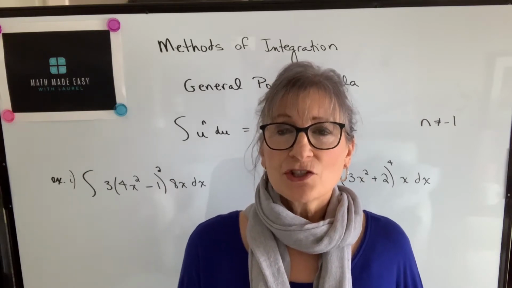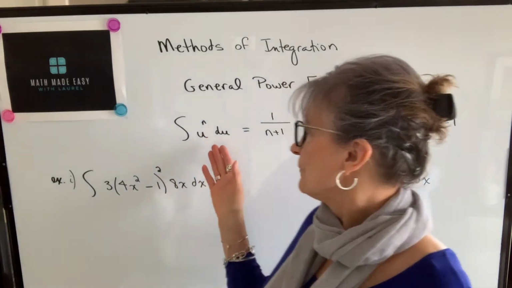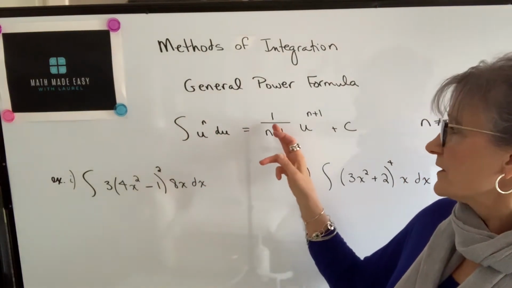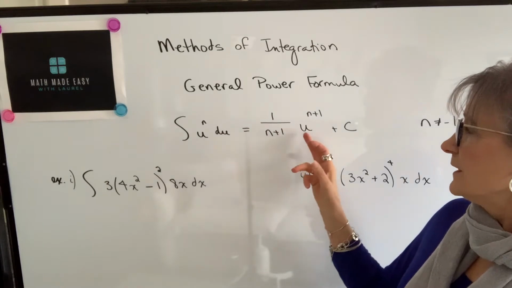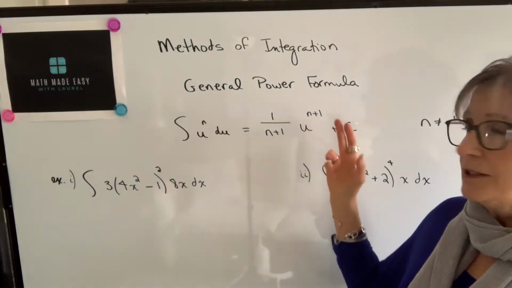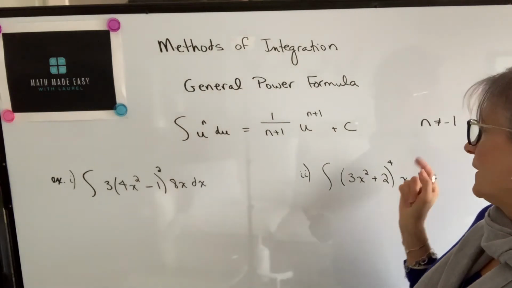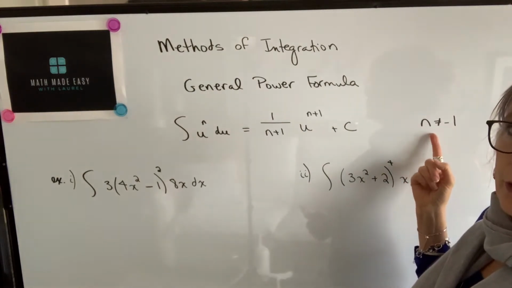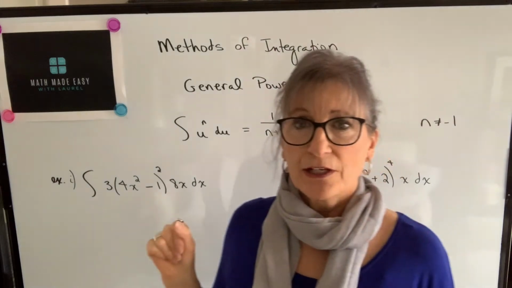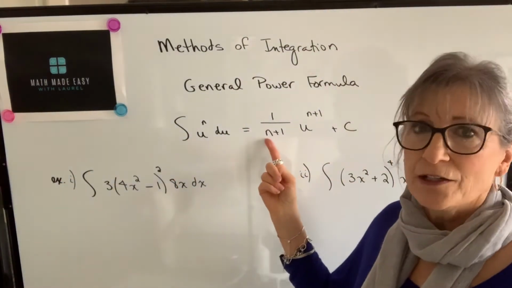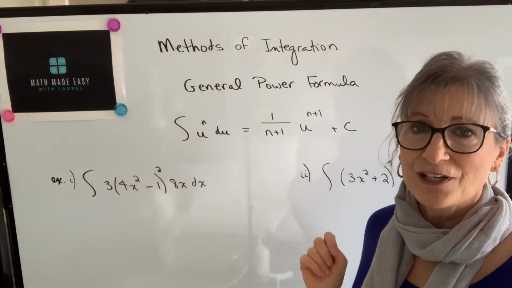So we've done the general power rule before, the integral of u to the n du, and we know that it's equal to 1 over n plus 1 times u to the n plus 1. And if you're doing indefinite integration, include your constant of integration. The requirement here, a very important requirement, is that n cannot equal -1. If it equals -1, you can't use this rule because then you're dividing by 0, which is undefined.